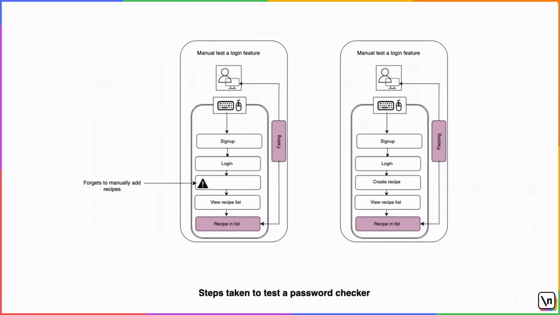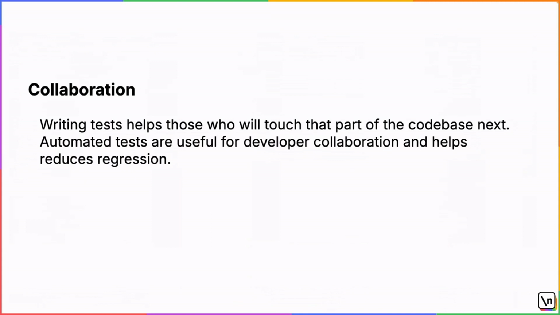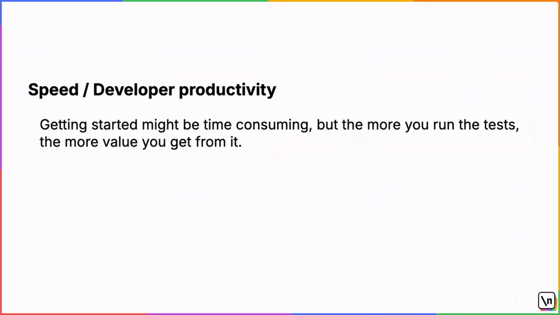And then when we experience errors, we cannot guarantee that the error is from the check password function or from any of the manual steps we used to set up the testing scenario. Writing tests helps those who will touch that part of the code base next. Automated tests are useful for developer collaboration and help reduce regression. Automated tests also help improve developer productivity.